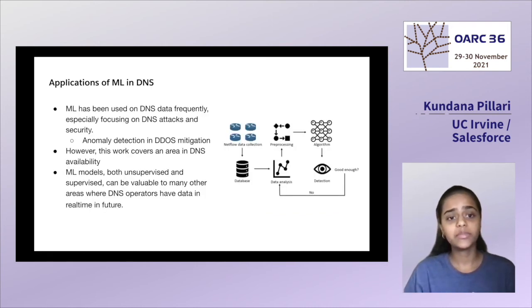So overall, ML has been used on DNS data frequently, but it mainly focused on DNS attacks and security. However, this work focuses on DNS availability, and ML models, both unsupervised and supervised, can be valuable to many other areas in DNS operations, with data in real time in future. And this project is just one of the applications of ML in DNS, which helps us to understand the abundance of data that we get from the infrastructure.